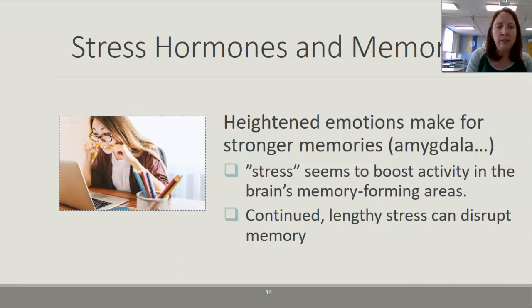Stress can boost the activity in your brain's memory forming areas, but if it's continued, lengthy stress, it can disrupt your memory as well. So in very emotional situations, we might remember something more vividly than we might otherwise. However, the accuracy of that memory might be flawed because the emotional component blurs some of the finer details.